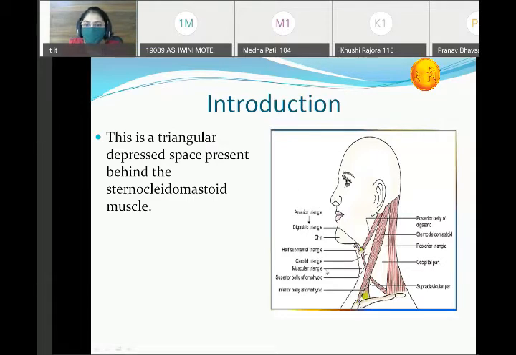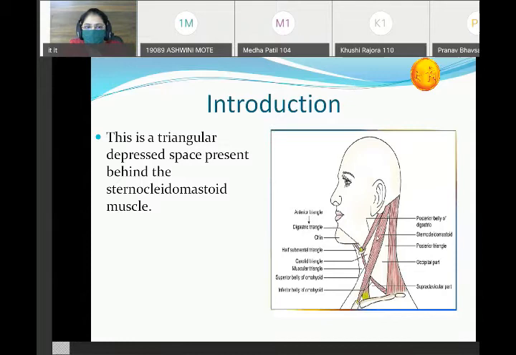Here you can see in this figure, this is the sternocleidomastoid muscle. Front of the sternocleidomastoid. Last time we have learned the anterior triangle, the boundaries of the anterior triangle, and different divisions and its content. Today we'll deal with the posterior triangle. So this is the posterior triangle which is placed just behind the sternocleidomastoid muscle. So this is the triangular space or depression which is present just behind the sternocleidomastoid muscle.